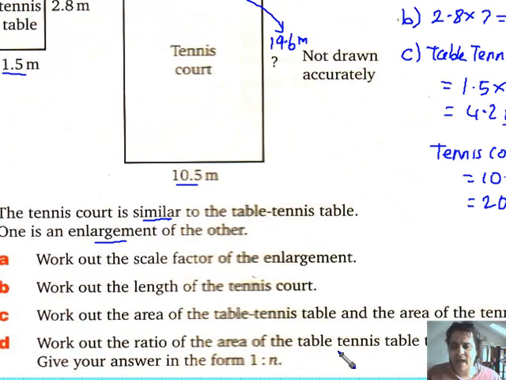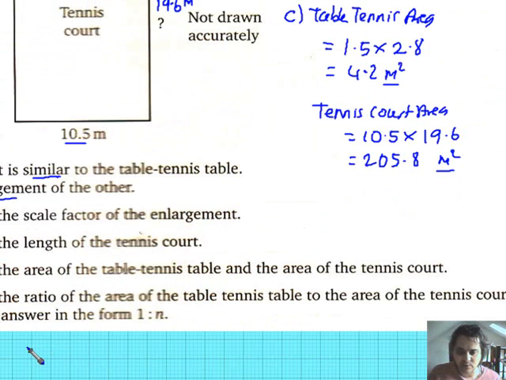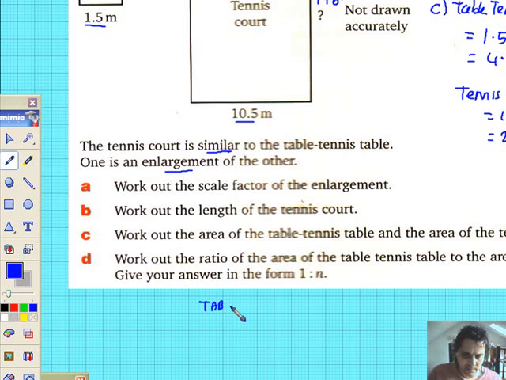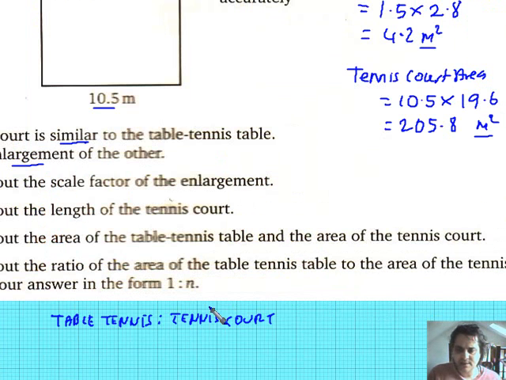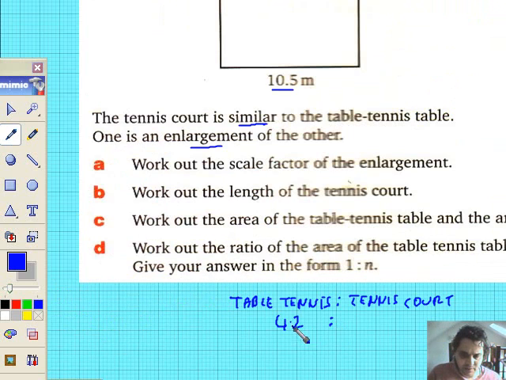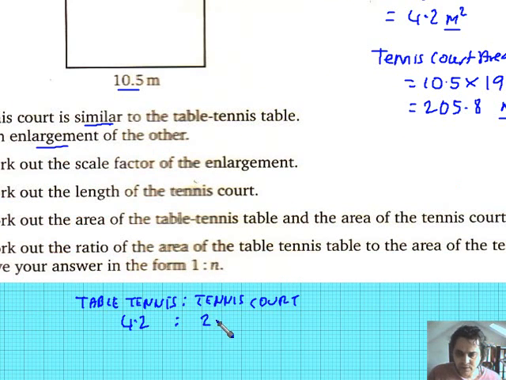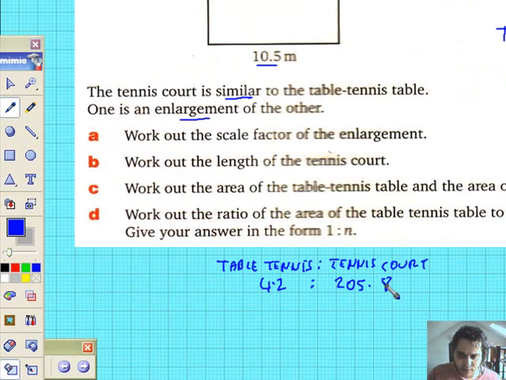Work out the ratio of the area of the table tennis table to the area of the actual tennis court. So if I go table tennis to tennis court, I'm going from little to big. So the areas now, ratio of areas, I've got 4.2 compared with 205.8. Now I want to get it in the form of 1 to n.